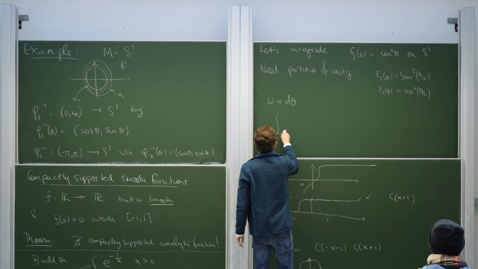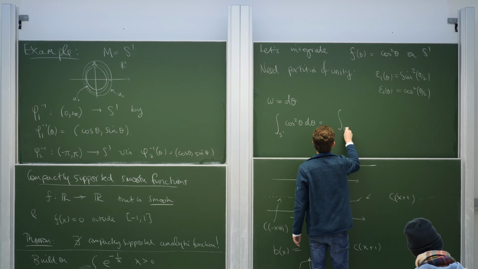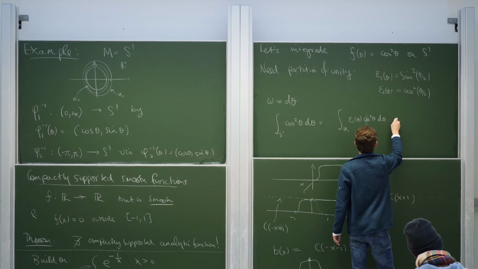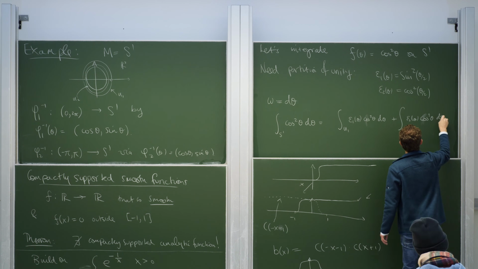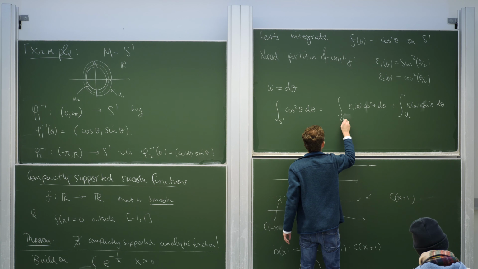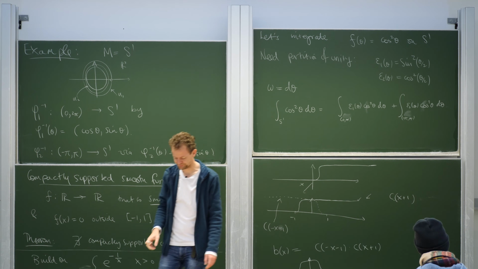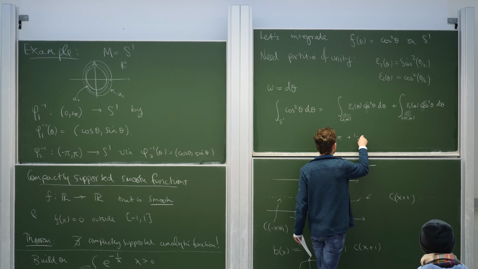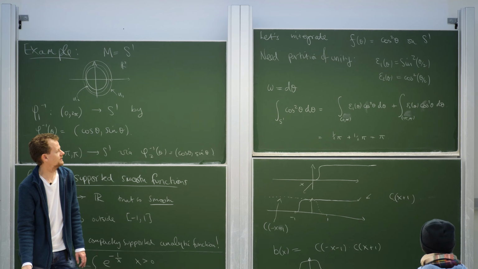So the integral over S1 of the function cos squared theta d theta is the sum, u1 goes from 0 to 2 pi. I skipped a step. No, I didn't skip a step. And it's a fun little exercise to show that that's a half pi plus a half pi. In fact, that's just pi. Tests your antiderivative skills.